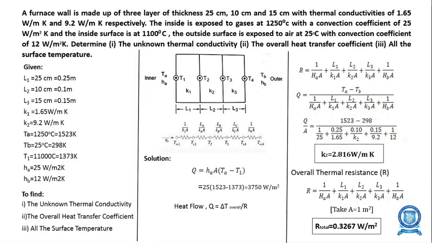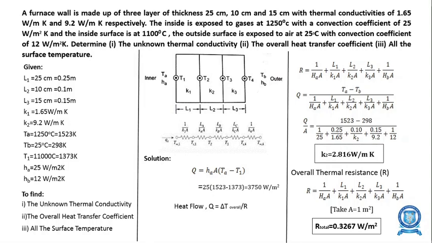Determine, they have asked 3 questions, the first being the unknown thermal conductivity. As I already mentioned, there are 2 thermal conductivities given. That means for layer 1 and layer 2, they have given. For layer 3, we don't know the thermal conductivity K value.